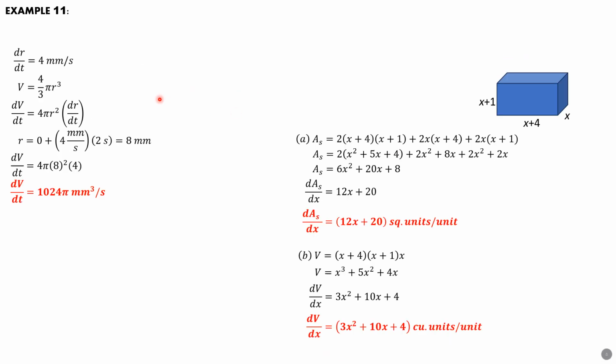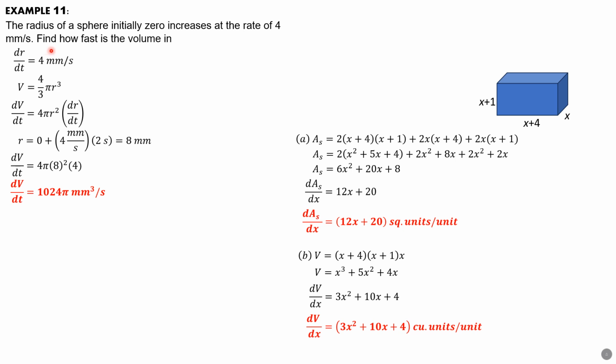So example 11. The radius of a sphere, initially 0, increases at the rate of 4 millimeters per second. Find how fast the volume is increasing at t equals 2 seconds. So we're looking for the rate of change of the volume with respect to time, because this is a time rate of change. Given the rate of change of radius with respect to time is 4 mm per second, and it is constant, beginning with 0 value. So this is the speed, the rate of change of radius, 4 mm per second.